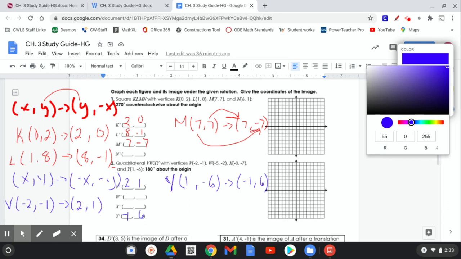And then let's do W. So W is at (-5, -2). So that's going to change to (5, 2). Okay, we just changed the sign. So W prime is going to be (5, 2). All right, guys.